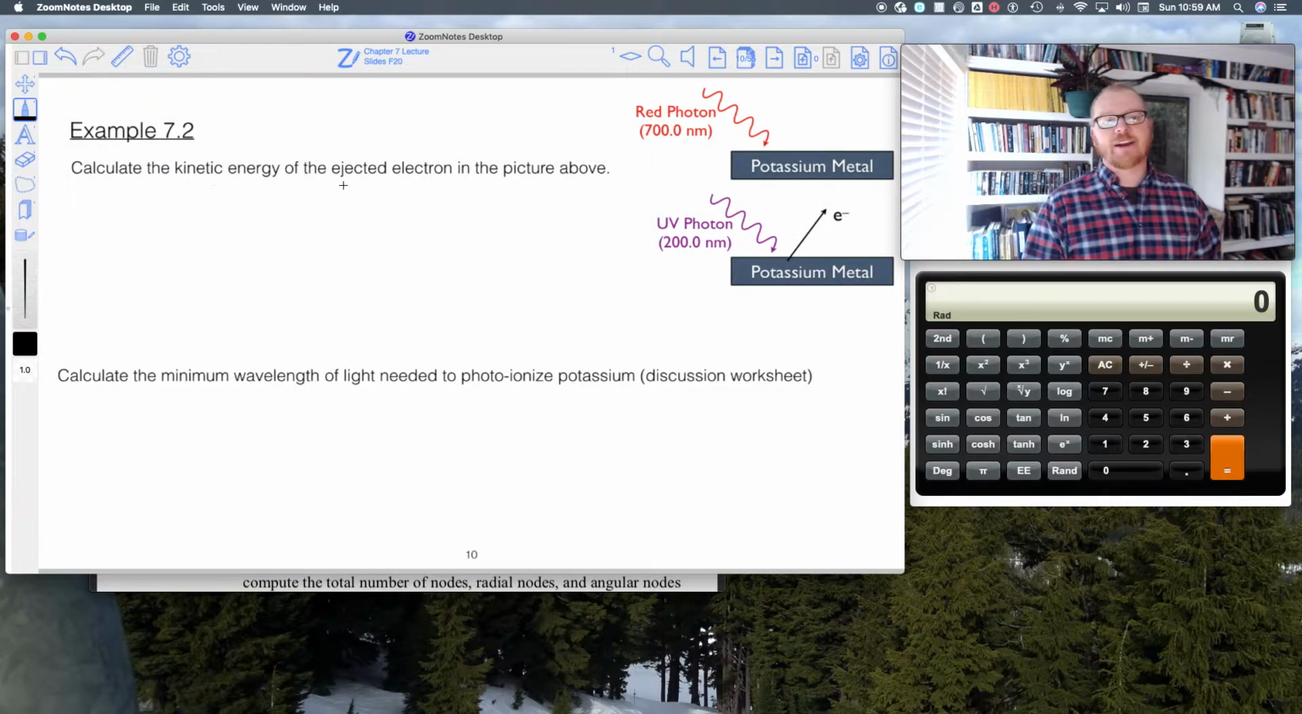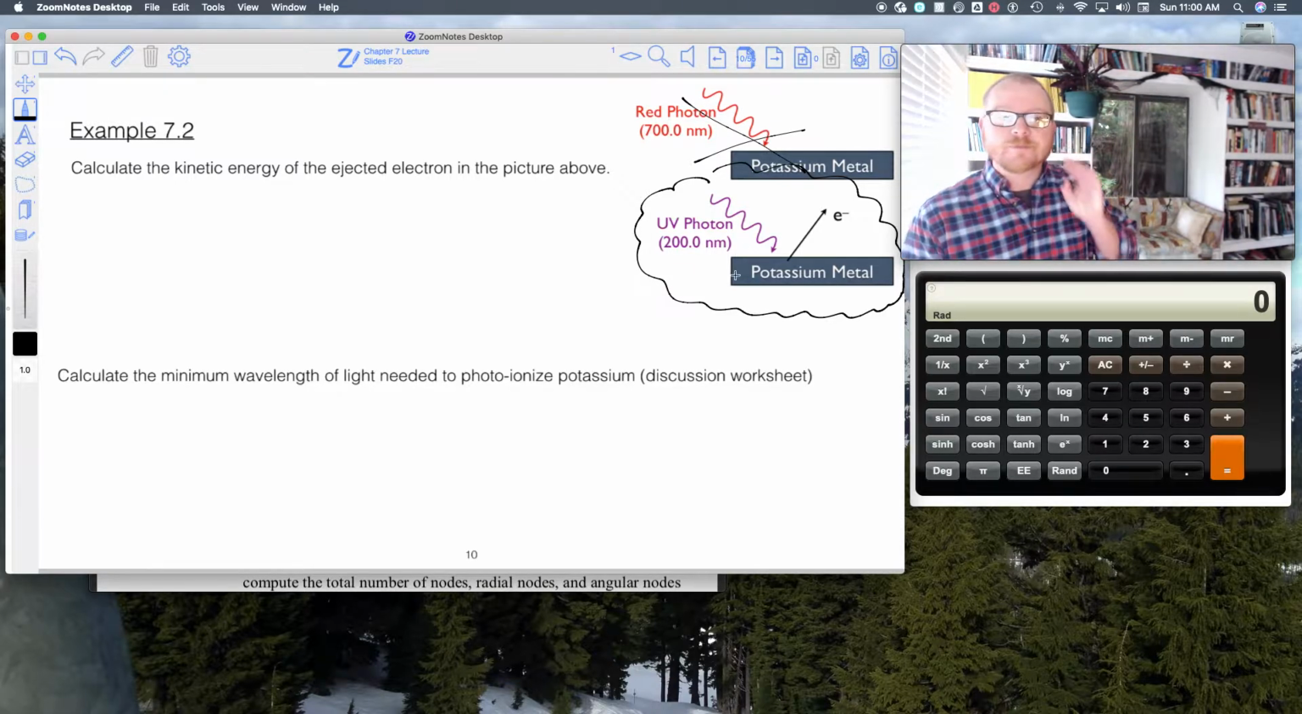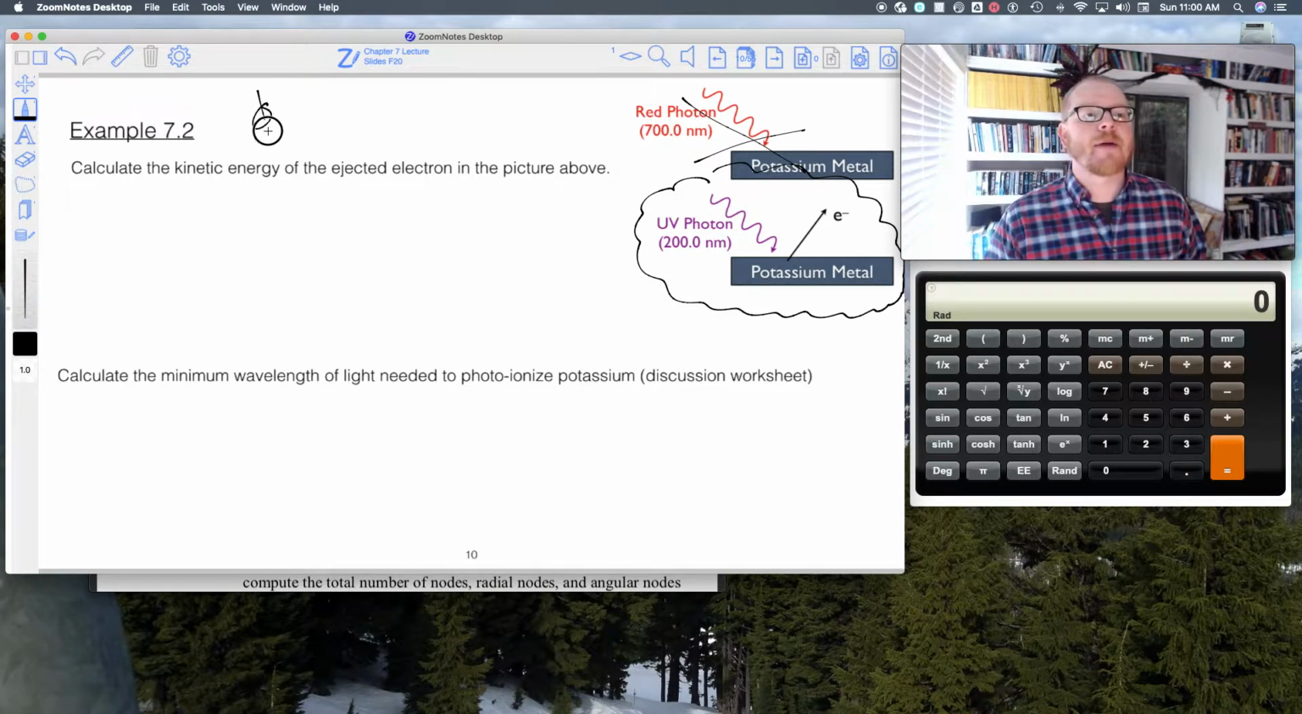So calculate the kinetic energy of the ejected electron in the picture above. What this is really referring to is not this one, because we know this one didn't result in a photoelectron, but it's referring to this picture right here where we use a 200 nanometer photon, and we know that potassium metal has a work function of 419 kilojoules per mole.